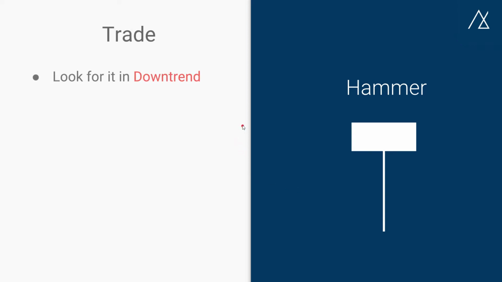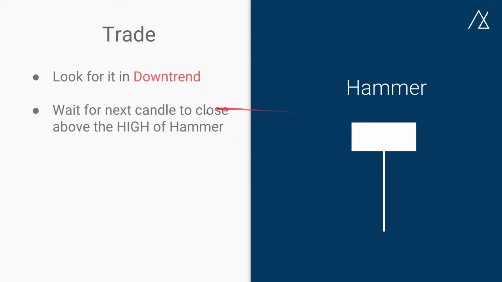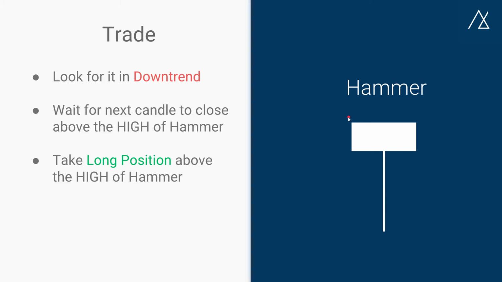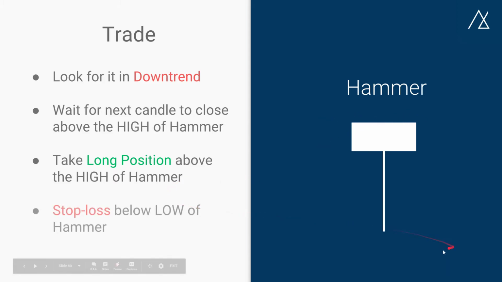Let's understand how to trade a hammer. Look for a hammer in the downtrend and wait for the next candle to close above the high of the hammer. Right, so take a long position, that is from here above the high of the hammer, and keep a stop loss below, that is here, the low of the hammer. Right, and then you will maintain a risk to reward of 2:1, and that is where you will take your profits.